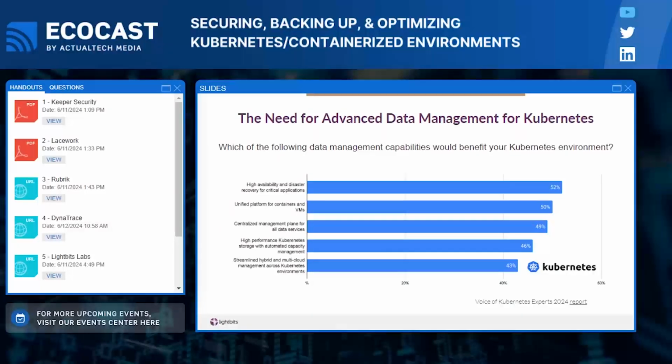Kubernetes is supposed to be composable. You're supposed to be able to deploy your applications anywhere using Kubernetes. So they want to maintain that for their Kubernetes environment and deploy it anywhere. Maybe they want to burst to the cloud. Maybe they want to burst between data centers. That's something that they need to be able to do.